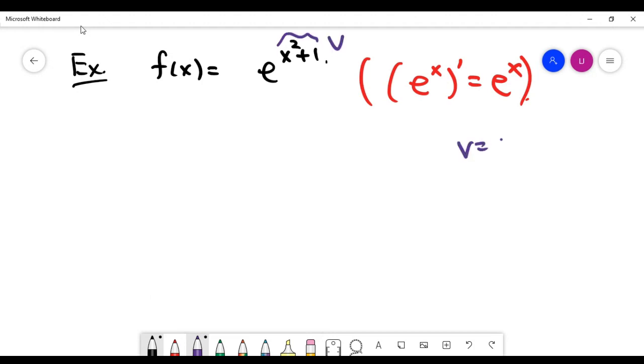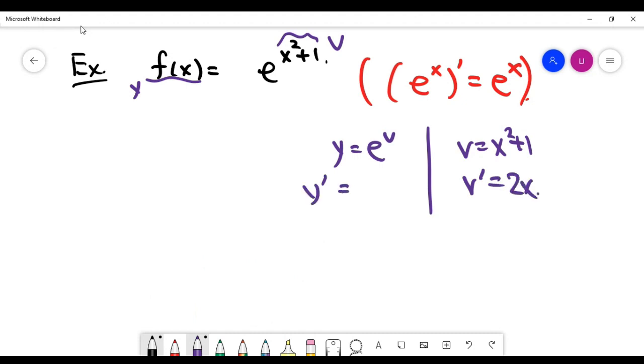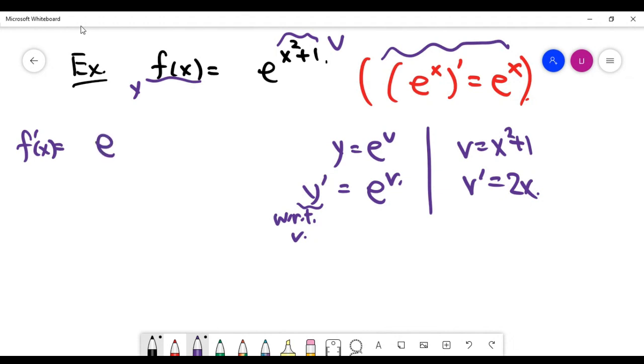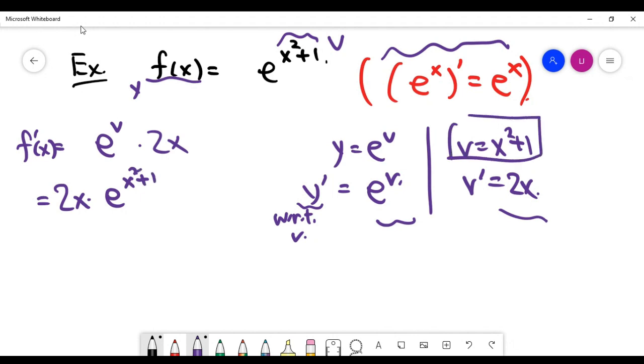We can let v be x squared plus 1. Then in that case, y is the same as e to the power v, and v prime of course is 2x, and y prime with respect to v as a derivative is the same as the original function e to the power v because of this. So it means f prime of x as a derivative is the product of two things, which is 2x times e to the power x squared plus 1, because I bring back the meaning of v as a function of x.